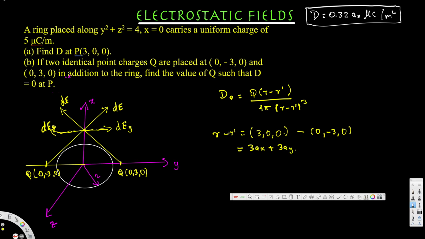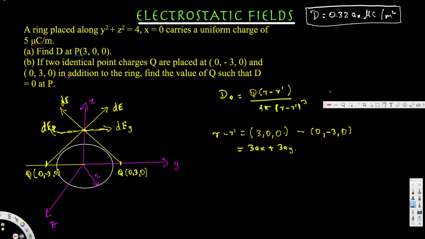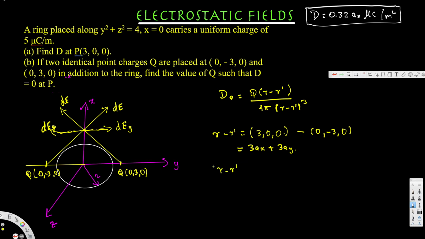So this is our r minus r prime for the first charge, and the magnitude of r minus r prime is equal to, this is 3, and this height is also 3, right? So 3 square plus 3 square, square root of 18. Okay, so this is the magnitude for the first one, and r minus r prime for the first one. Okay, now let's look at the second charge.